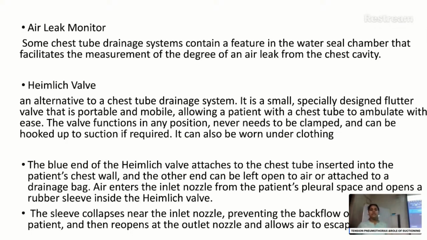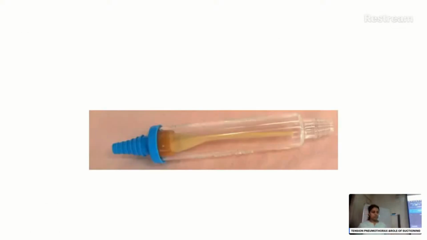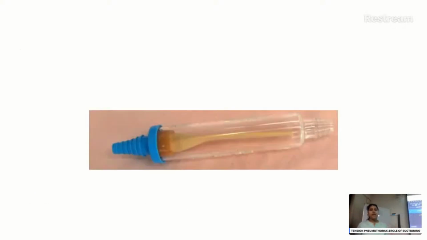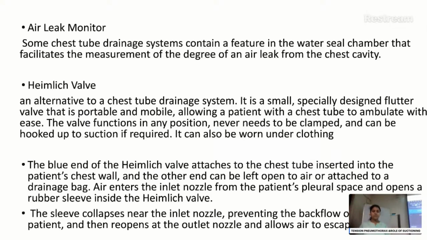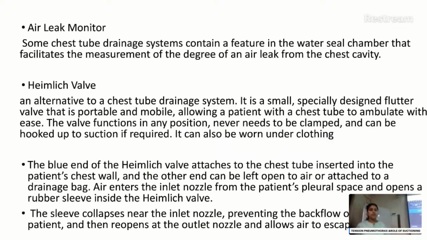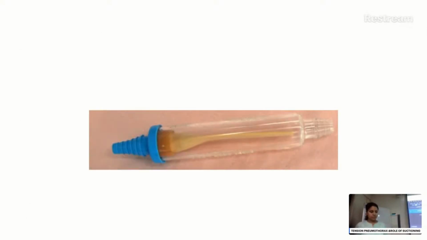Then there is the Heimlich valve. This is the Heimlich valve. It is an alternative to the drainage system. Once we have inserted the ICD, we insert this blue part directly onto the ICD, and the patient can be mobilized also. It doesn't need to be clamped. And we can put the suction also from the other end, the right side end. So that is easy, and better compliance for the patient.